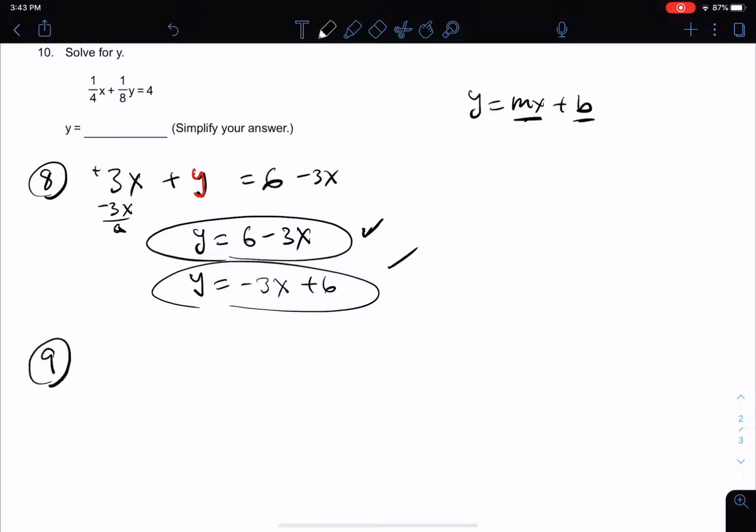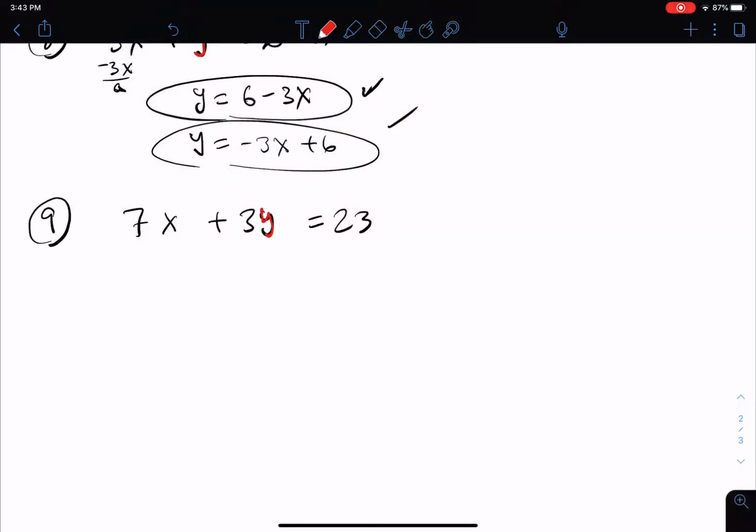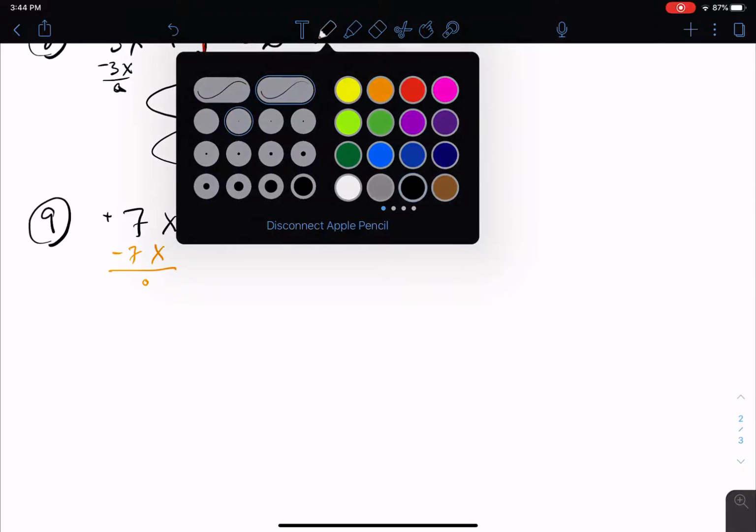Number 9. Number 9 is 7x plus 3y equals 23. Once again, this one is saying to please solve for y, so we need to isolate the y. You can see that this says plus 7x on the left, so what we need to do is get that out of there. We need to zero it out. Opposites make a 0. If I subtract 7x on the left, I must also do that on the right, to keep that equation balanced.